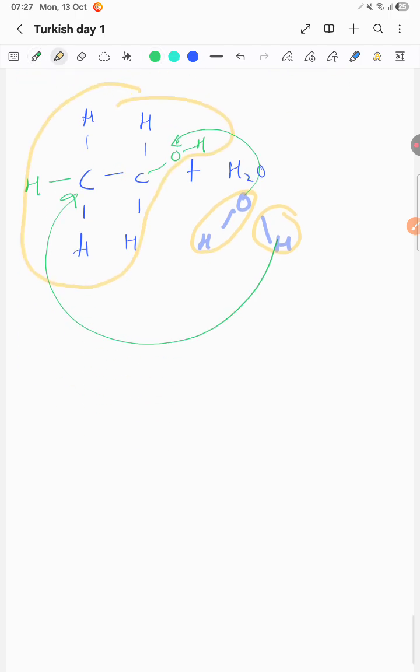So the double bond is gone. Where the double bond was, you've got OH and H. Does it make sense? OH and H. And what you've now formed from ethene is ethanol. You've got ethanol. So it's easy.